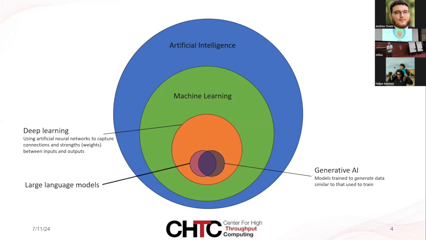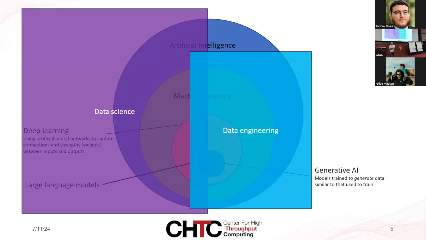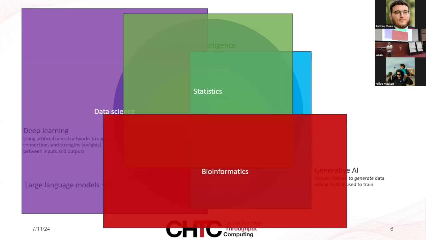But like I said, this space is really complex. This is an oversimplification. On top of that, you have things like data science. Where does that fit in this picture? Well, it intersects with everything. What about data engineering? Oh, it intersects with everything. Oh, what about academic disciplines like statistics and bioinformatics? Oh, those also intersect with everything. It gets really complicated really quickly.